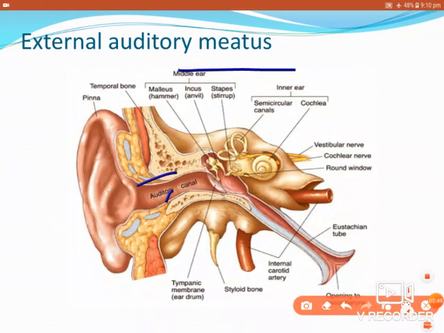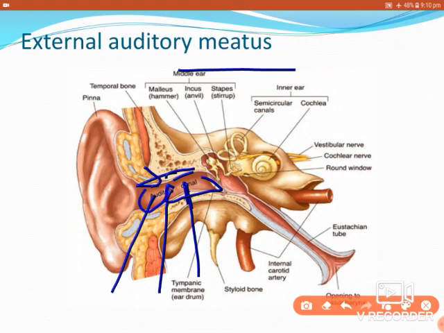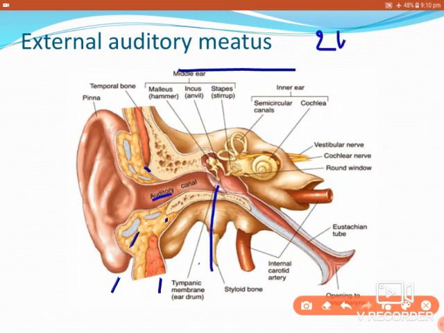Here you can see the auditory canal. It consists of two parts: the outer one-third is the cartilaginous part, and the inner two-thirds is the bony part of the canal. Medially you can see the tympanic membrane. The length of this canal is 24 millimeters. The cartilaginous part is 8 mm, and the bony part is 16 mm.